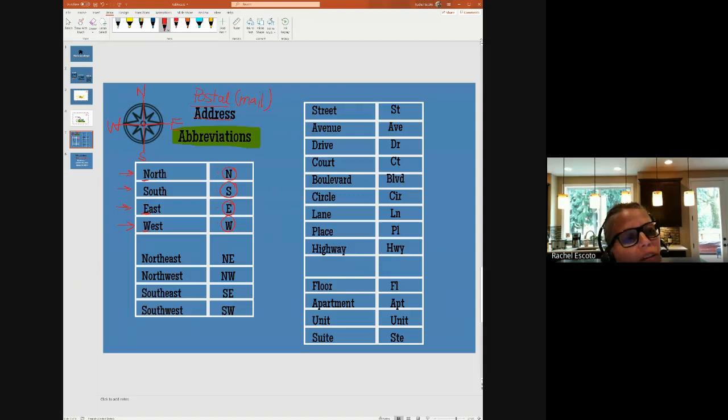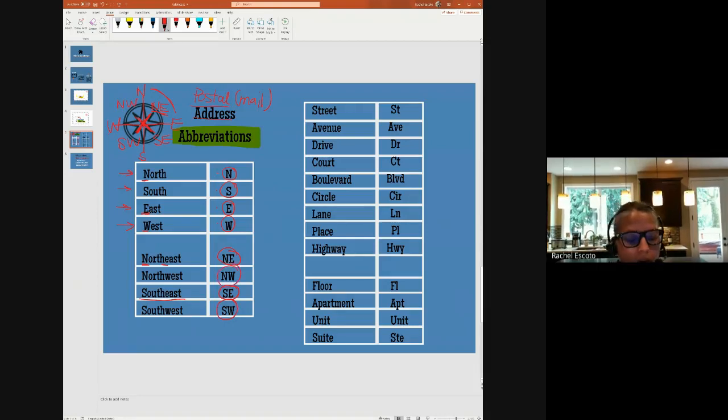All right, but then we have some funny little ones in between here, right? If we have somewhere between here, this is northeast, and the abbreviation is NE, but we don't say NE, we say northeast. We say the words northeast. This is southeast. This is southwest, between south and west.